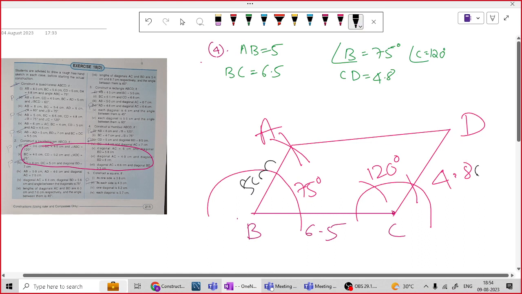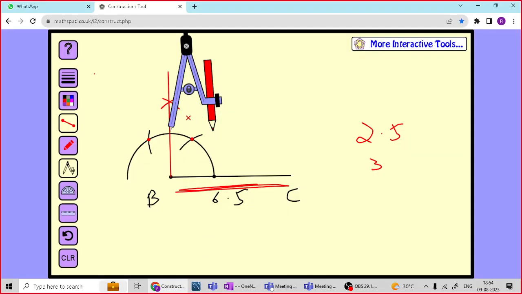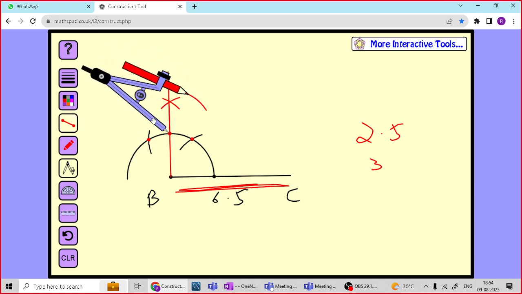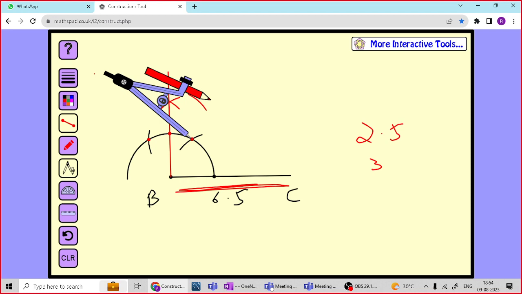5 centimeters. 4.8 centimeters. And measure AD, students. Okay, did you all get 75 here? Let me finish 75. Yes, sir. Okay, then draw 120 quickly. Draw 120. Only 5 minutes left.